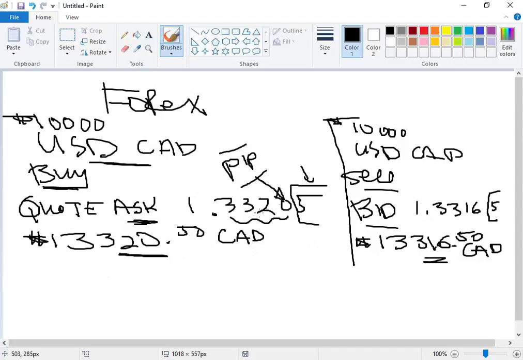In this case here, the quote says 1.33205 to 1.33165. The difference between the asking price and the bid price is referred to as the spread. In this case, it's 4 pips.